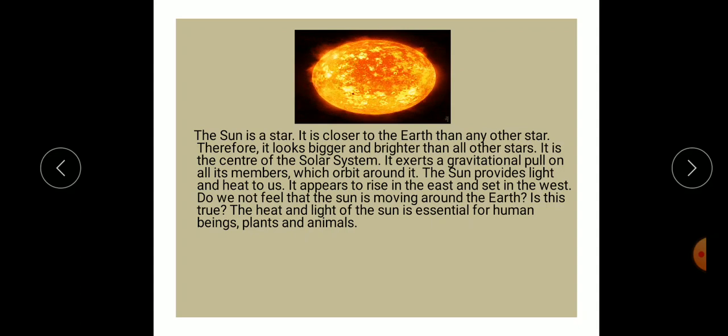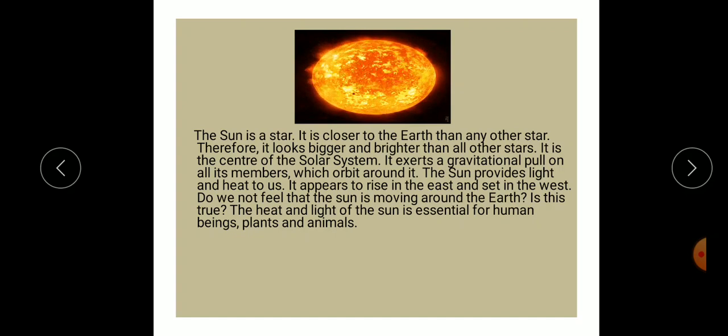Is this true? No. The heat and light of the sun is essential for human beings, plants, and animals on the earth. You know that, student, the sun is a star. It appears bigger and brighter than the other stars, and it is much closer to the earth than the other stars. The sun is a large spinning ball of hot gases. It gives us heat and light, which is essential for life on the earth. It is 150 million kilometers from the earth. The sun is mainly made up of hydrogen and helium.